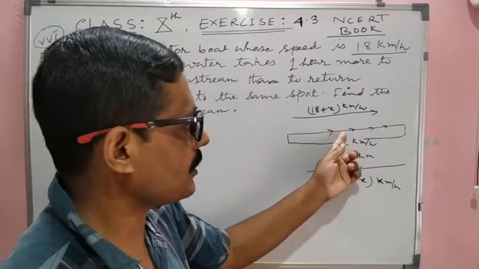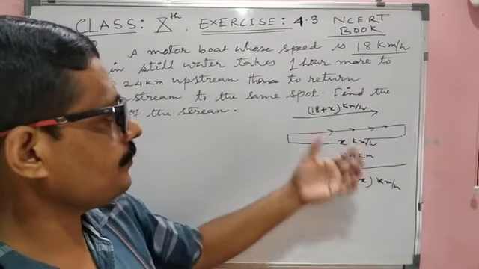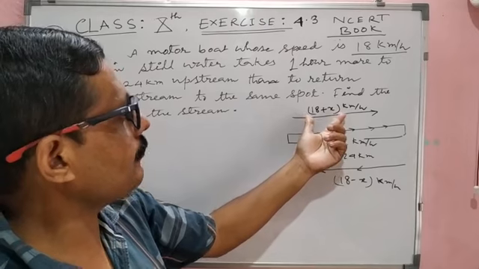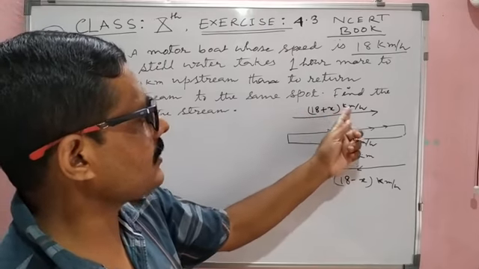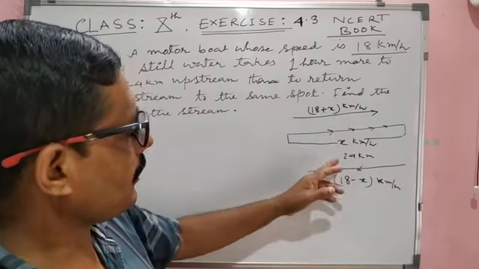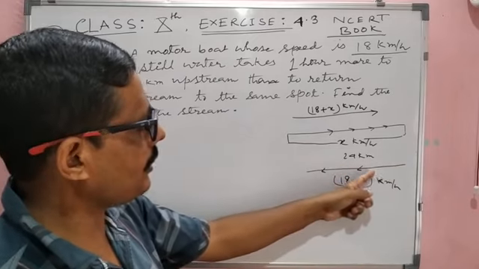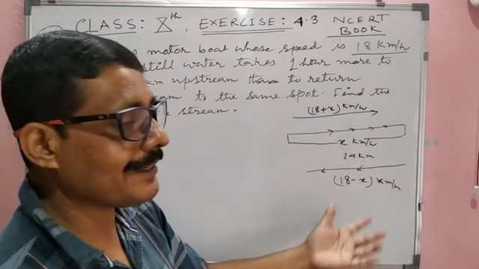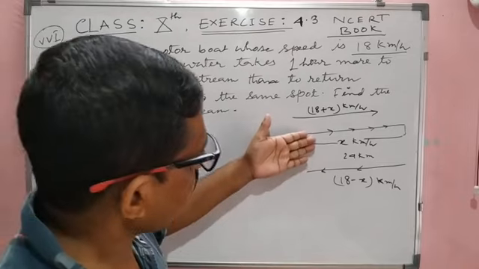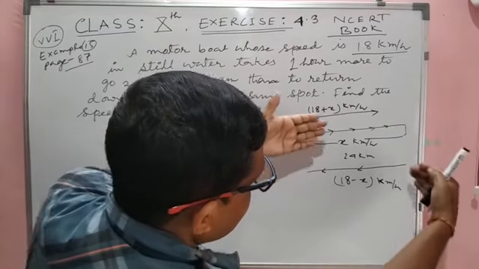Because the speed of stream is also x kilometer per hour. So in the same direction, the speed of boat will be 18 plus x kilometer per hour. But in the opposite direction, the speed of boat will decrease, because it is moving against the stream.